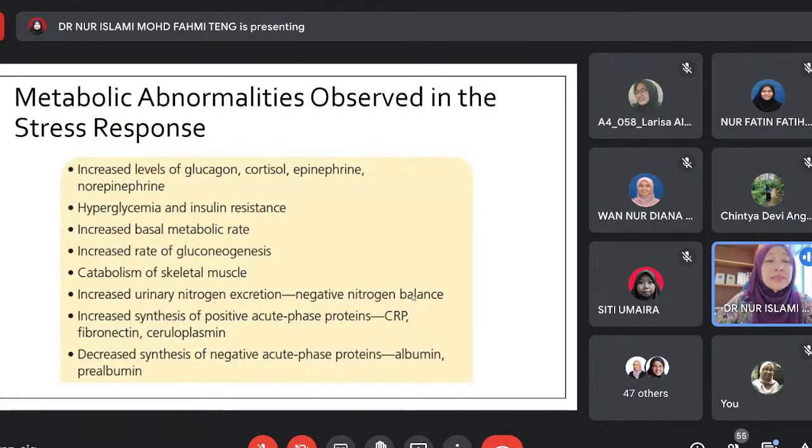So the surgeon, they has to balance the extent of the surgery according to the nutritional state, inflammatory activity, and anticipated host response. So we already understand this. This is what happened following any stress response.